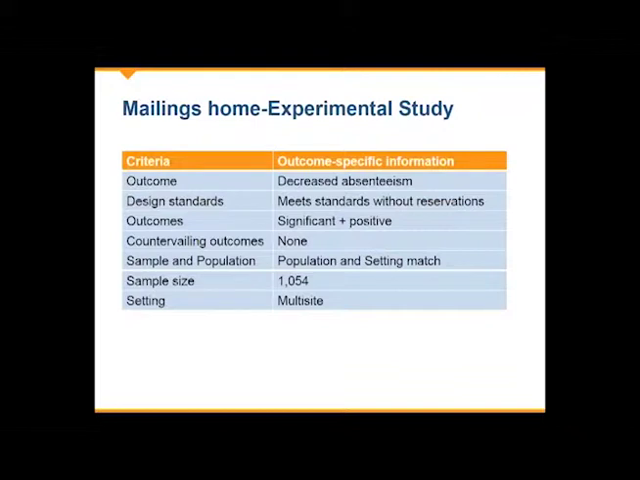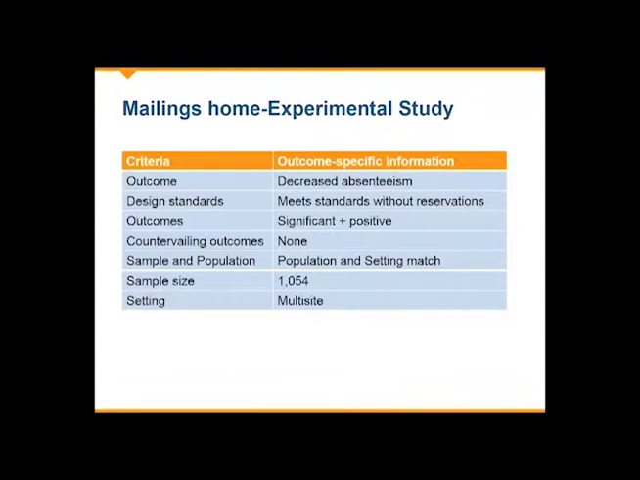Mailing home. This is an interesting one to think about. Mailing things home to students, mailing things home to parents, we really have to look at what was the outcome-specific information. So this was an experimental study. What they were trying to have work was decrease absenteeism. So using mailings home to decrease absenteeism.